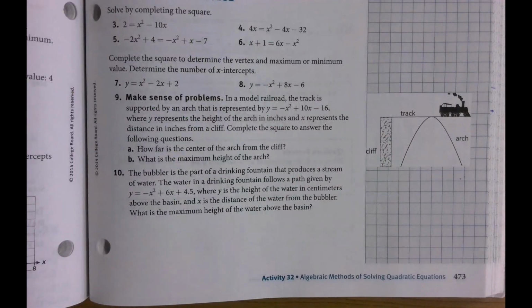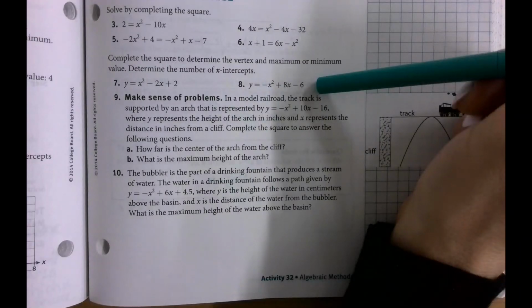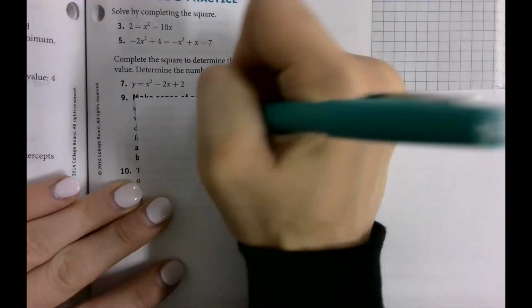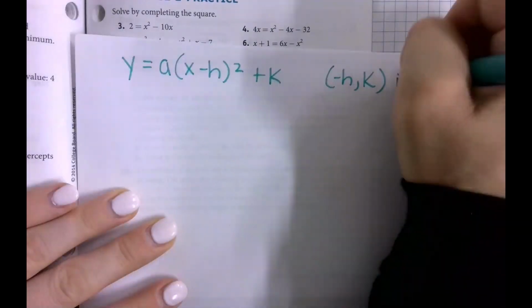Try number 7 and then come back. All right, so for number 7, complete the square, find the value, and determine the number of x-intercepts. So this goes back to example B on page 472, where it gives y equals a times x minus h squared plus k.